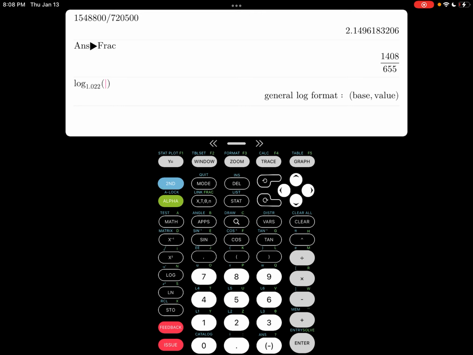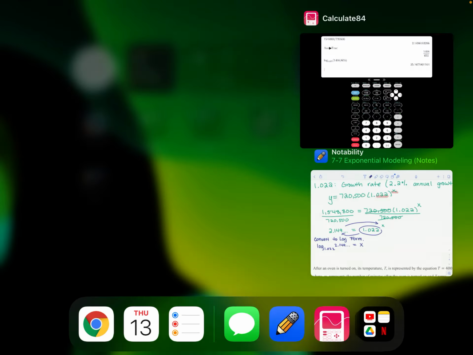And now inside the logarithm, I want to put that decimal. So on the 84, you can just scroll up and hit enter, but I've had trouble with this calculator kind of doing what I want it to do with copy and pasting sometimes. So I'm just going to type in the simplified fraction. Either way, that 2.1496 full decimal value needs to go in the log, or, you know, even the original fraction, the 1,548,800 divided by the 720,500. However you want to do that, that number needs to go in the parenthesis. I just put in the simplified fraction. So we get 35.167.